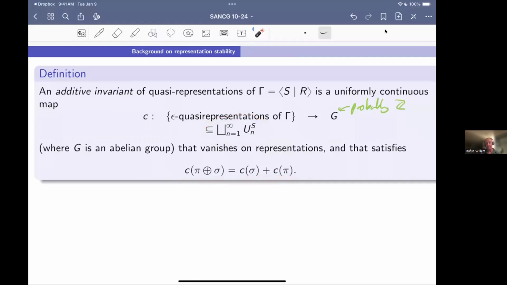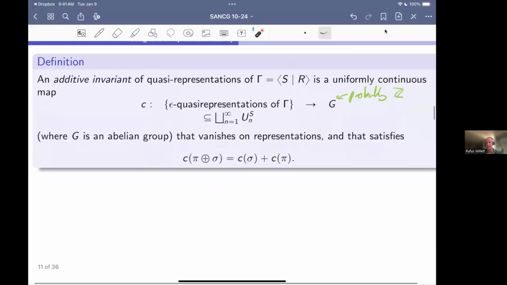Now, one of the important things going on here under the hood is that because we're using the operator norm, if you take a direct sum of two epsilon quasi-representations, it's still an epsilon quasi-representation, because the norm of a direct sum of matrices is the supremum of the norms of the individual matrices. That wouldn't be true if we were using different matrix norms, so that's one of the places where it's important that we're using the operator norm and not, say, the Hilbert-Schmidt norm or trace norm. It takes block sums to sums.